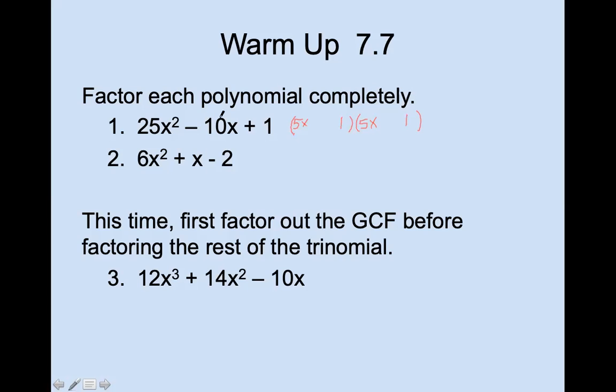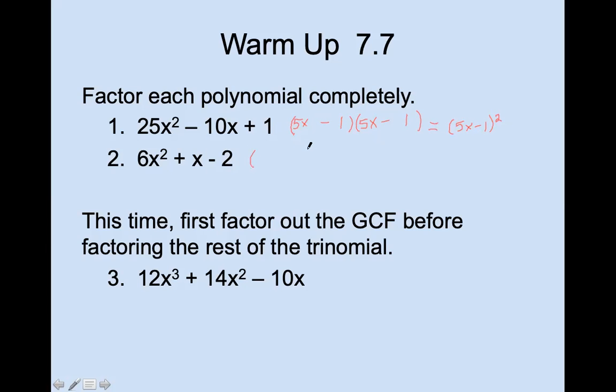In order to get a negative 10 middle term, let's see, I'd need negative 5x and negative 5x, so both signs are the same. A shortcut way to write that would be to write it as 5x minus 1 quantity squared, right? Both factors are the same. I can write that as an exponent of 2. All right, let's look at our next one.